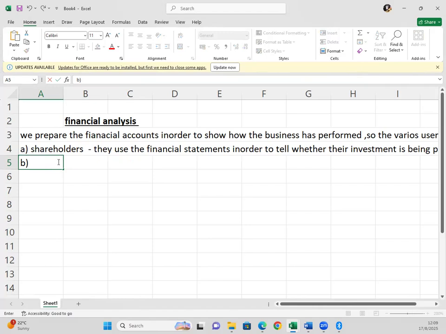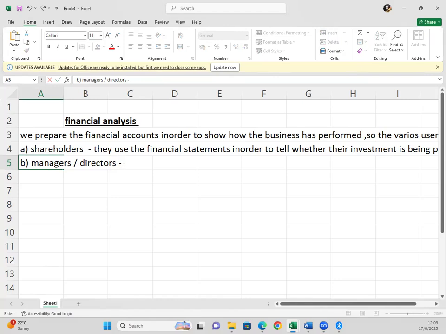And so besides the shareholders, who else gets to use the information that we have produced? We produce these financial statements so that the managers themselves can get to use the information. So the managers and directors, managers or directors.